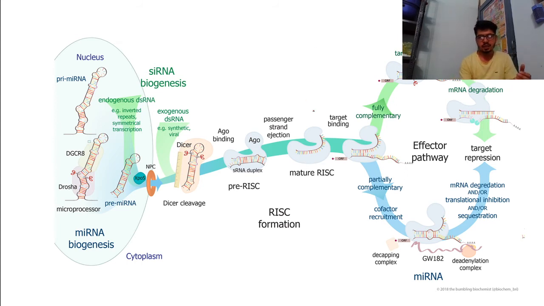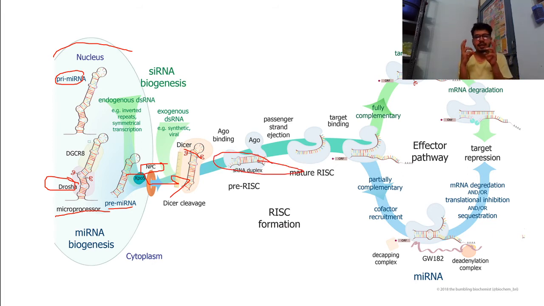Come to the nucleus. This is pri-miRNA. This miRNA is first cleaved by Drosha, which is called the microprocessor. It will convert into pre-miRNA, and this is exported through the NPC, the nuclear pore complex, to the outside, into the cytoplasm. Here Dicer will act, and this will be cleaved into a short fragment of about 20 to 24 nucleotides in length.